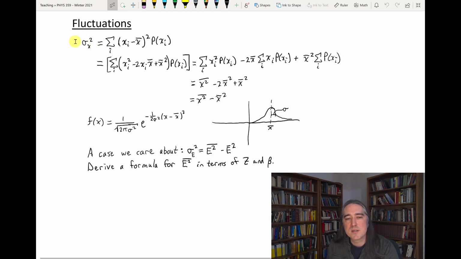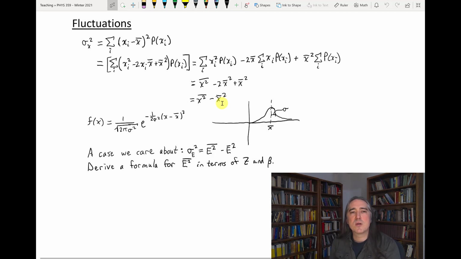that the variance in some variable x is given by the average of x squared minus the average of x, squared. Gotta be careful about how you say that, how you think about it, but we're taking x squared and finding its average value, and we're subtracting the square of the average value of x.